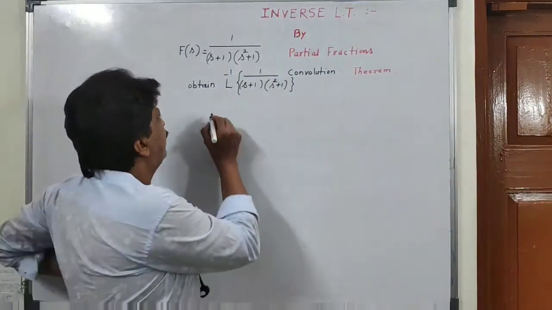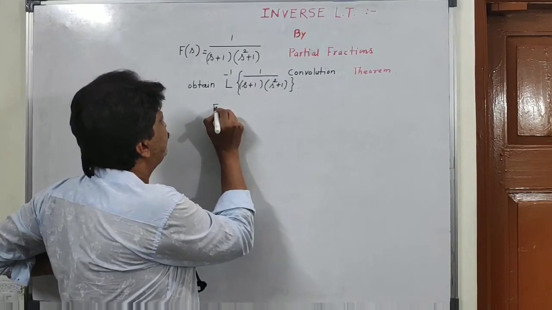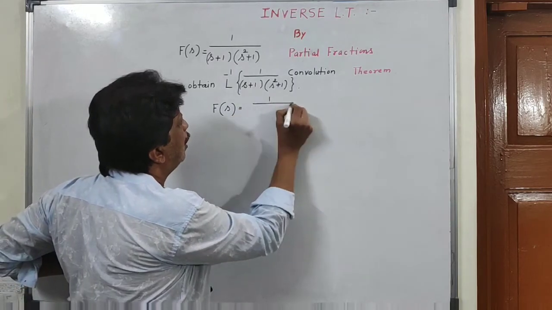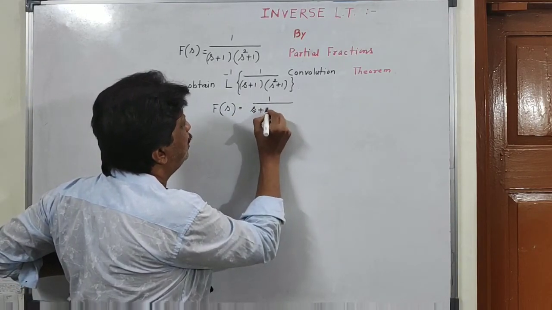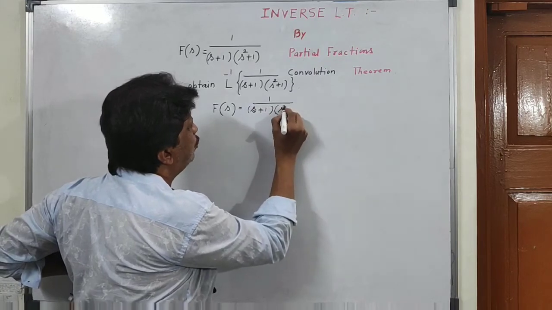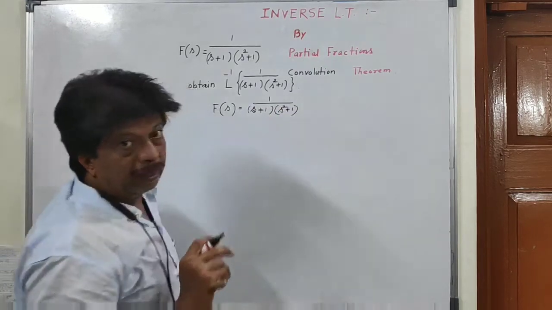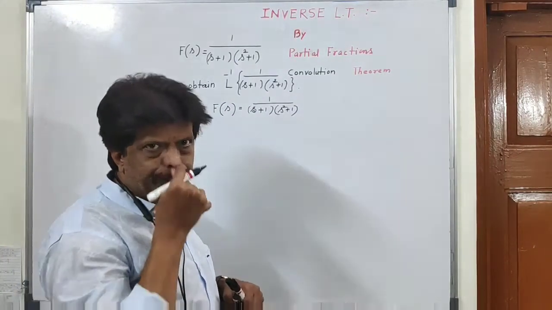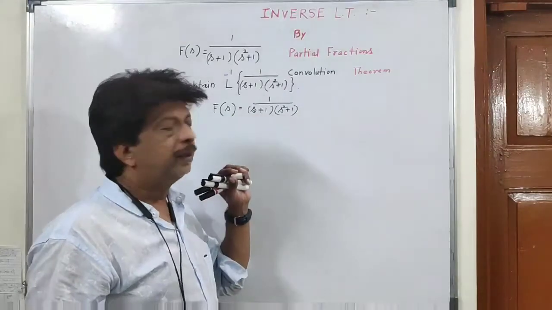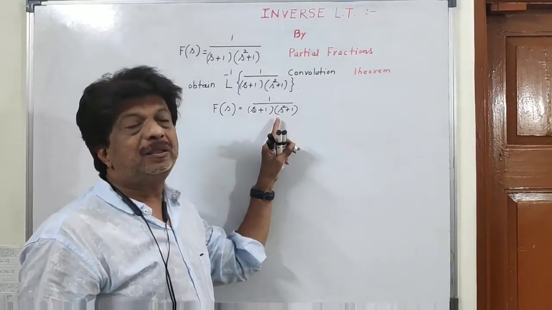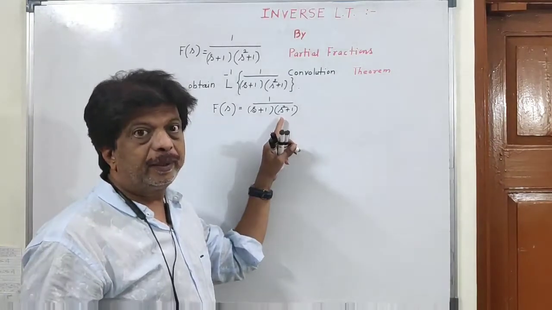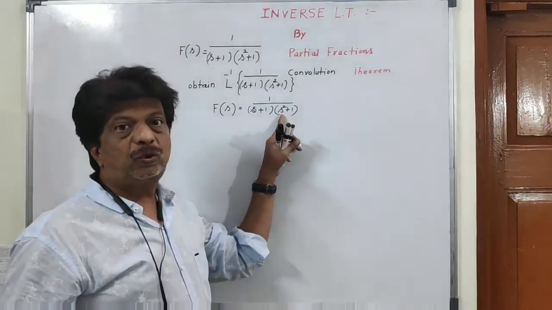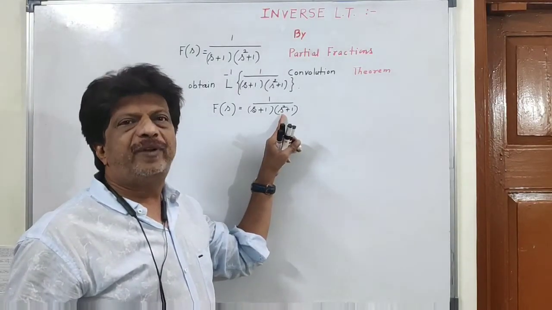What is F of s? F of s is 1 upon (s plus 1) into (s square plus 1). In the denominator, we see that there are two factors. One factor is s plus 1. The second factor is s square plus 1. S plus 1 is a linear factor, whereas s square plus 1 is a quadratic factor of degree 2.